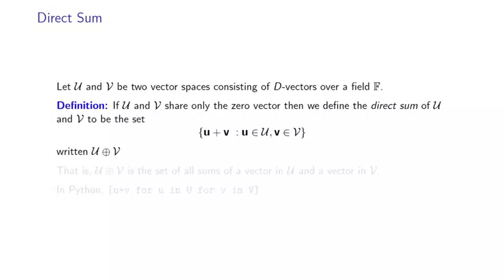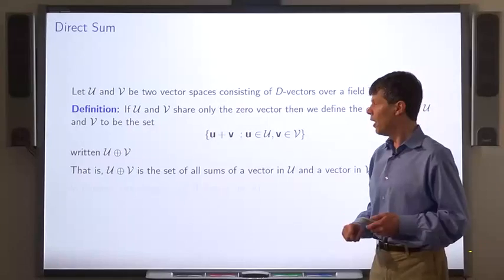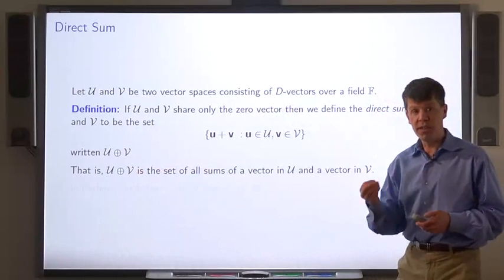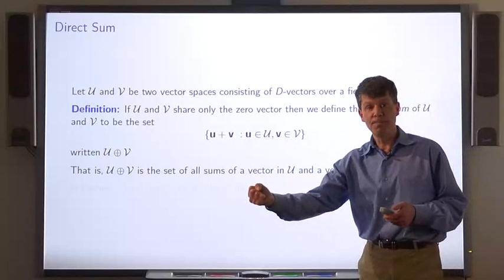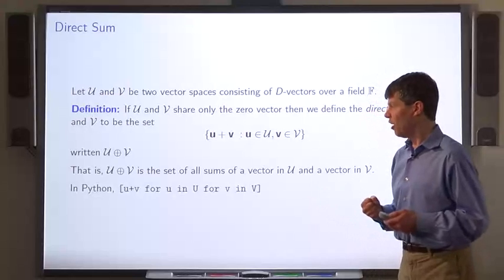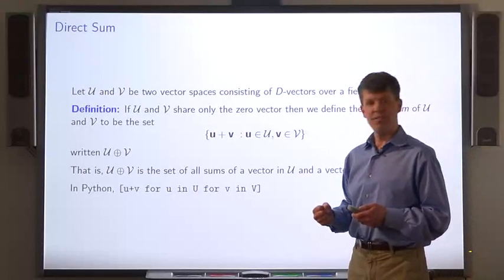We define the direct sum of U and V to be the set of little u plus little v, where little u belongs to big U and little v belongs to big V. And it's written like this, U ⊕ V. That is, U ⊕ V is the set of all sums of a vector in big U plus a vector in big V. In Python, you could write the list like this.